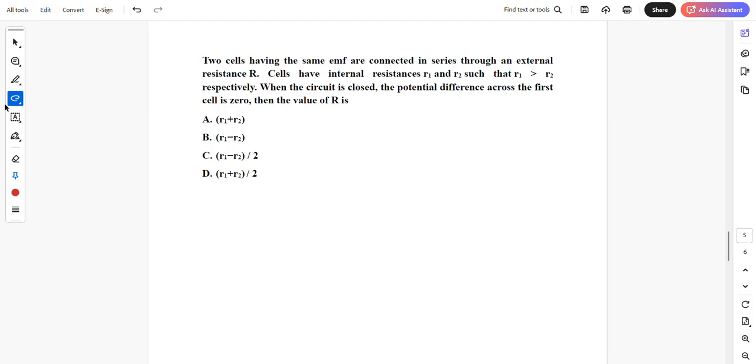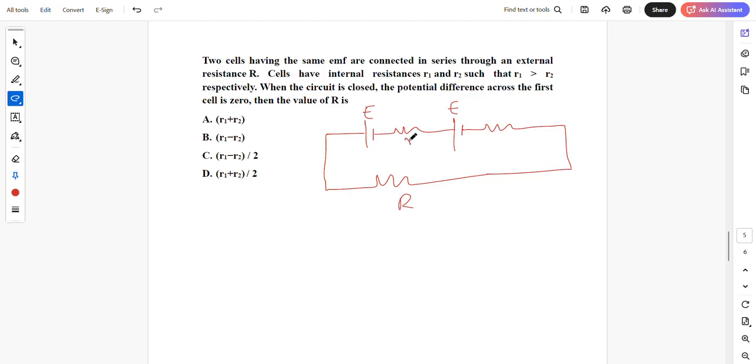What it is saying: as soon as you see two cells having the same EMF, you have to draw the circuit diagram. This is E, this is E, connected in series through an external resistance, capital R. They are connected in series, two cells with the same EMF. Internal resistance is R1, internal resistance is R2.